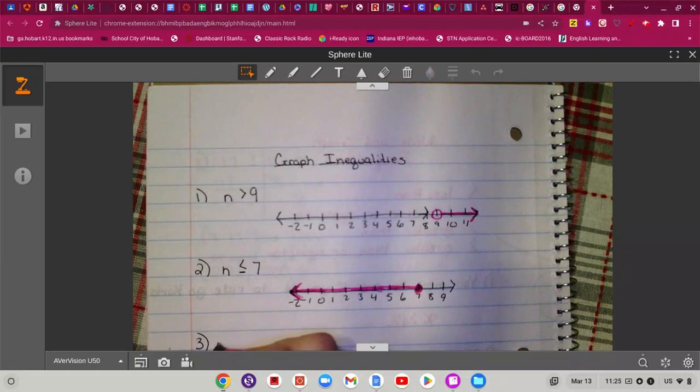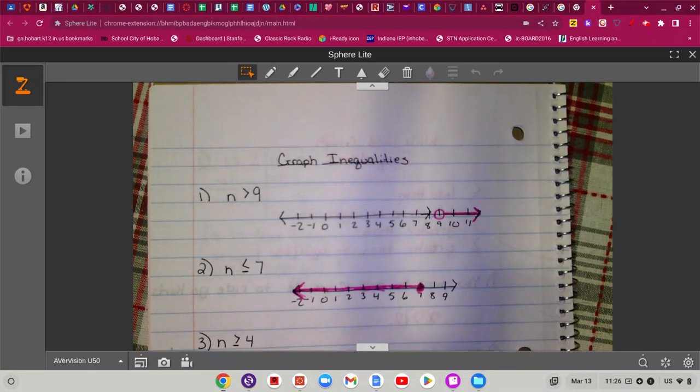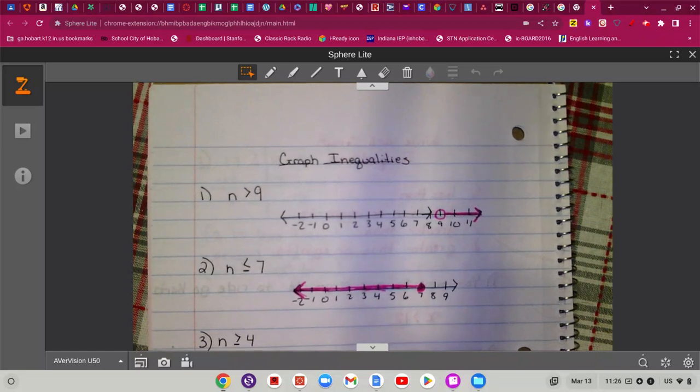Another example. N needs to be greater than or equal to 4. So again, we're going to draw a number line. Arrows on both ends. We have 0, 1, 2, 3, 4, 5, 6, -1, -2. So since it's greater than or equal to 4, I'm going to have a closed circle at 4. And I need it greater than, so I'm going to shade to the right.